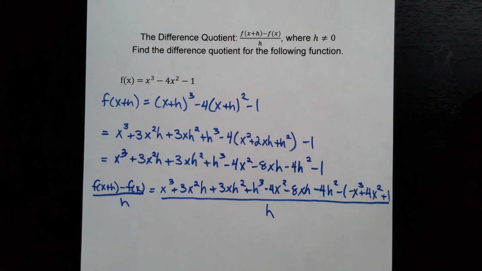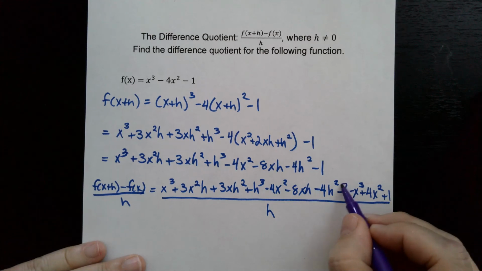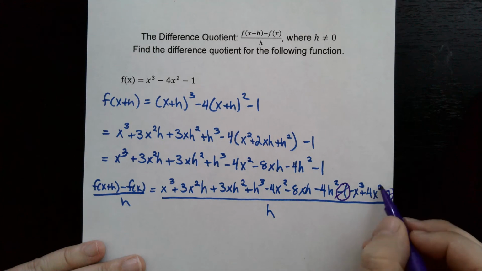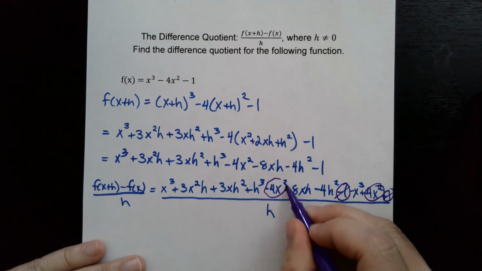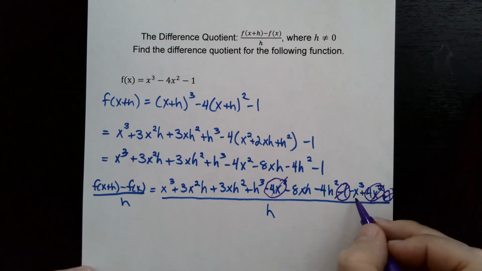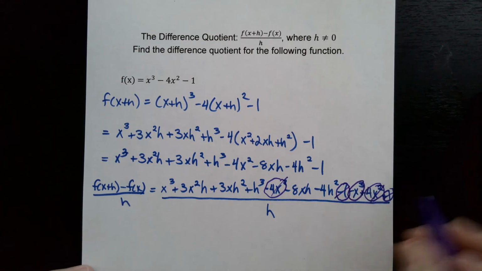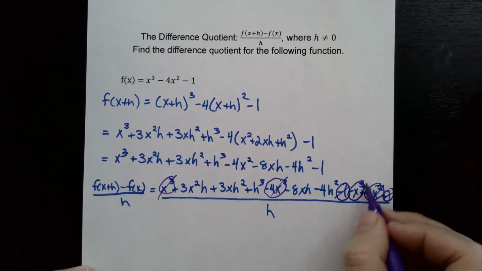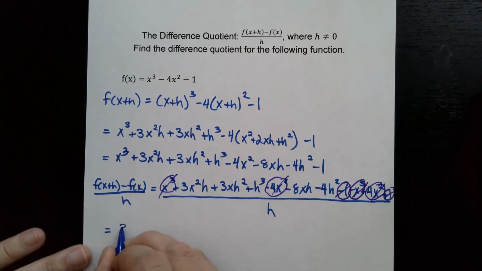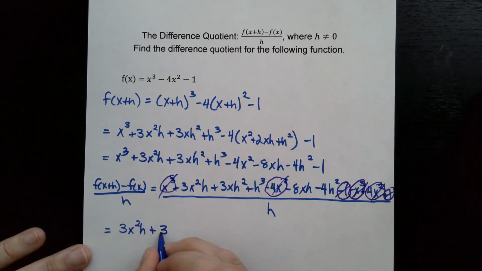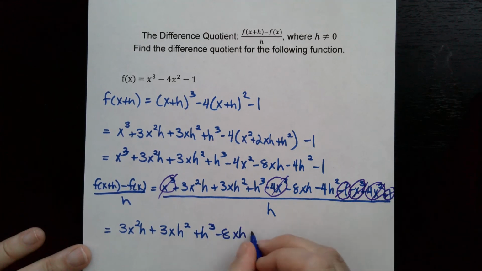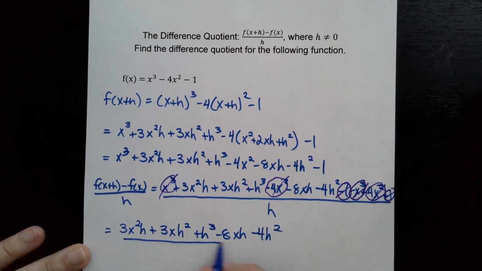Let's see if we can find anything that cancels. I see here we have a negative 1 and a positive 1, so they'll cancel. We have a positive 4x squared and a negative 4x squared, so they'll cancel. We've got a negative x cubed and a positive x cubed, so they cancel. That looks to be it. So let me write down what we have left, which is 3x squared h plus 3xh squared plus h cubed minus 8xh minus 4h squared, all divided by h.